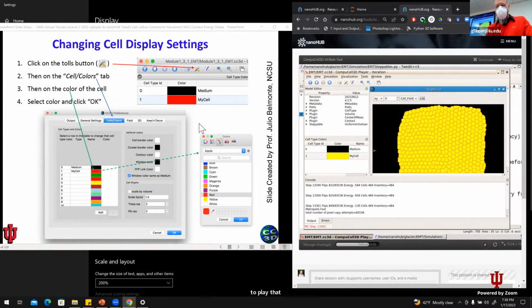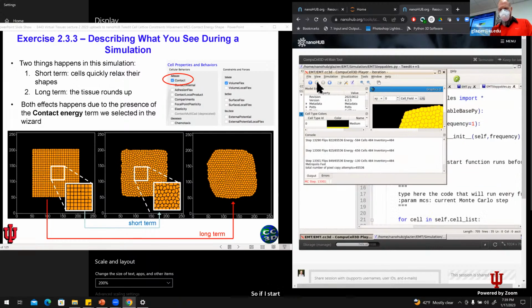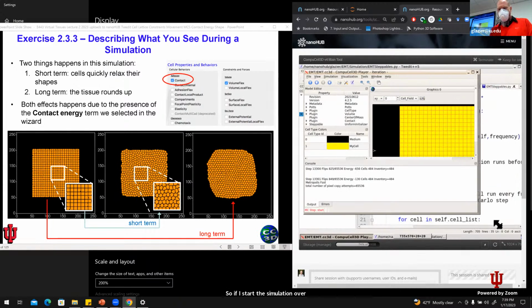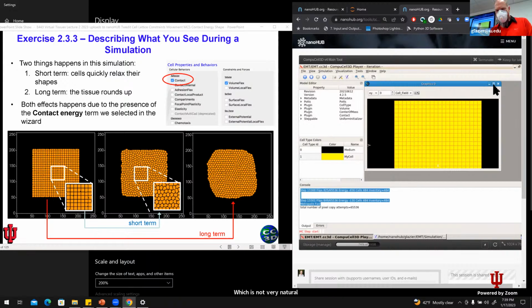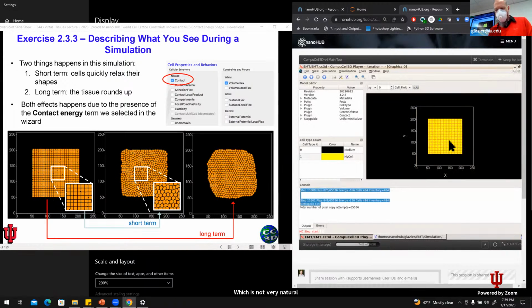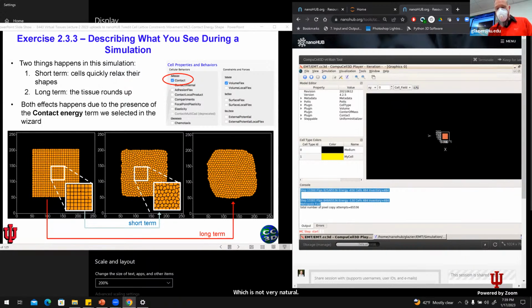So you can change colors. That's not a big deal, but occasionally you'll get some reasonably offensive color schemes, which you may want to be able to play with. So if I start the simulation over again, I'm going to look at the initial configuration. And the initial configuration is a bunch of squares, which is not very natural. But it's easy to draw.